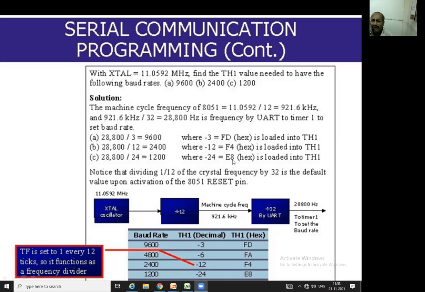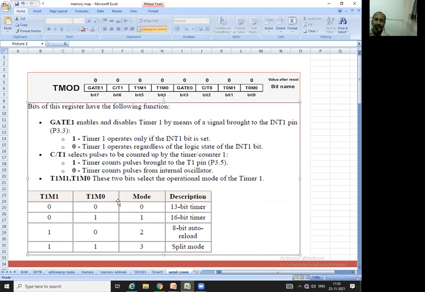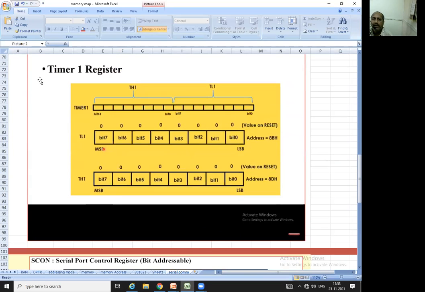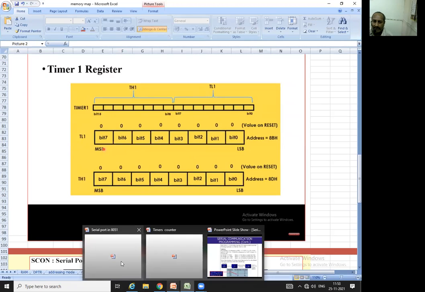So this TH1 is nothing but, here you can see TH1. The higher byte of Timer 1 is TH1. Here we have to upload that data. Now what is FD? 1111 and D is 1101, like this. Okay, so like this we are supposed to upload the particular data.